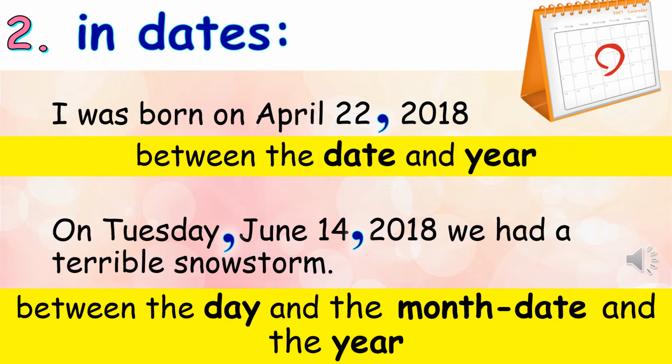Commas and dates. Let us look at the two sentences. I was born on April 22, 2018. On Tuesday, June 14, 2018, we had a terrible snowstorm. In the first one, the sentence ends after the year, so we put a comma between the date and the year.